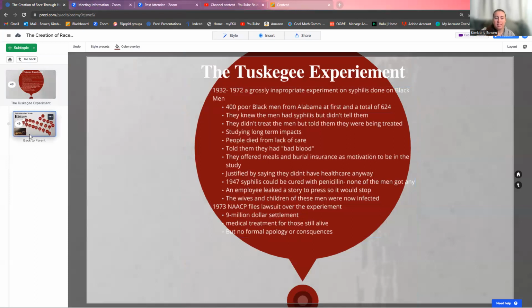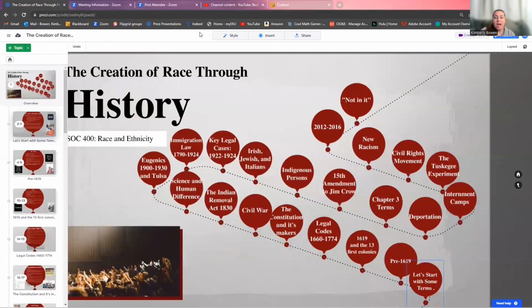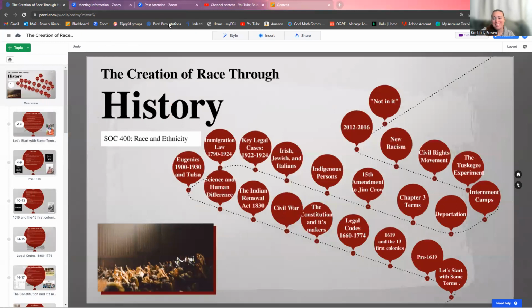I'm going to stop here because I believe the next one is the civil rights movement, and that's going to take me a second. So I'm going to stop here for now, and then we will get into the civil rights movement and a little bit more, and then we will be done.